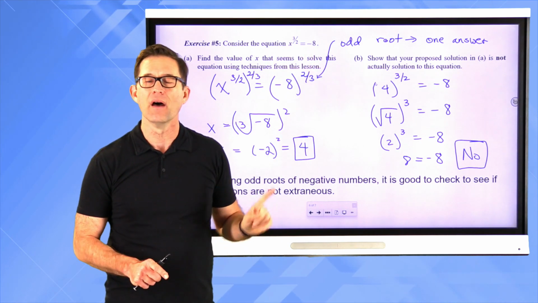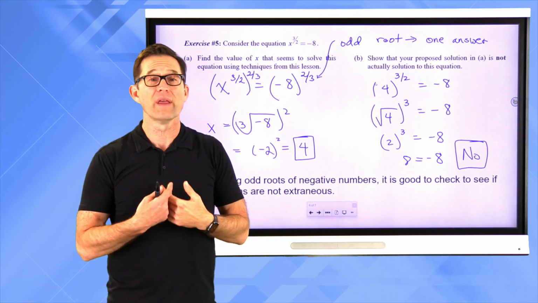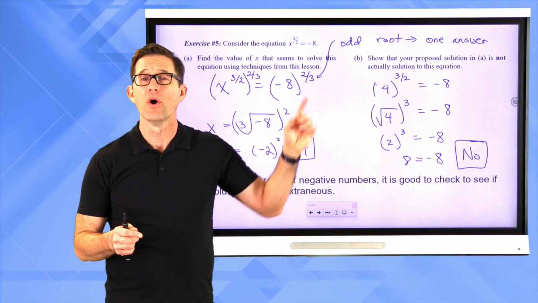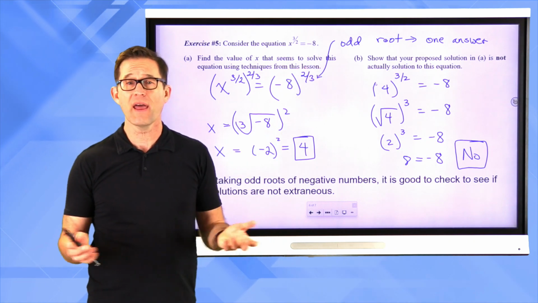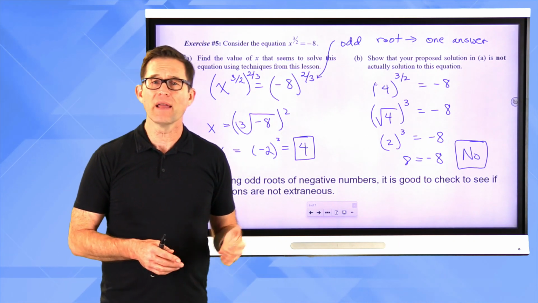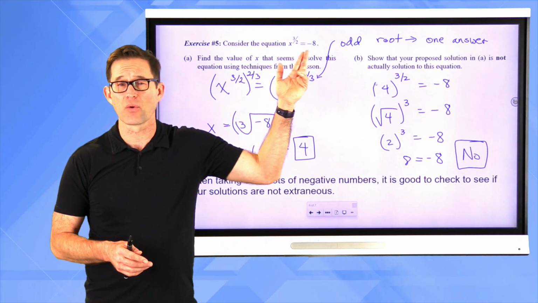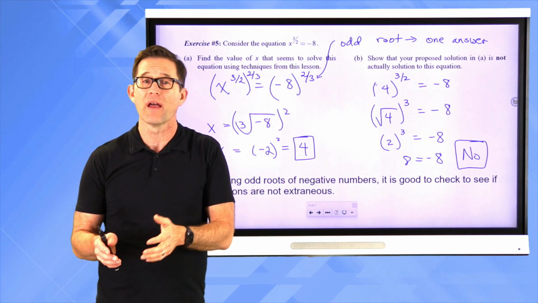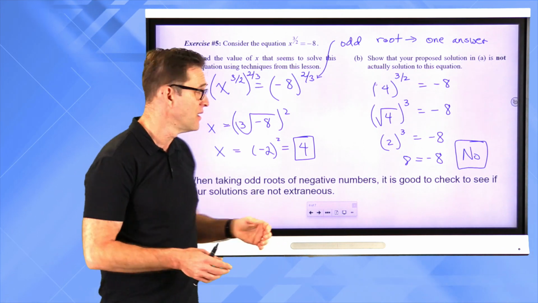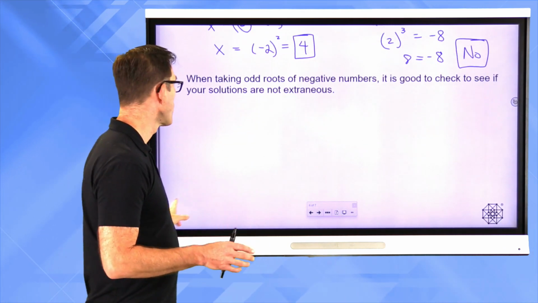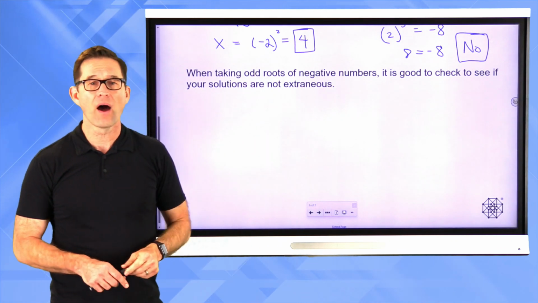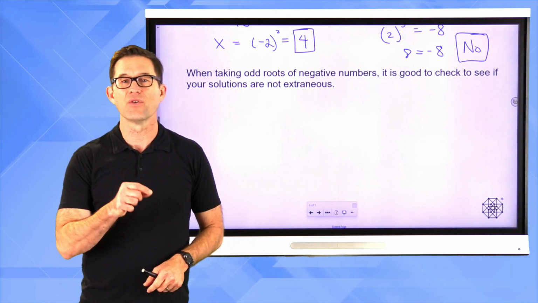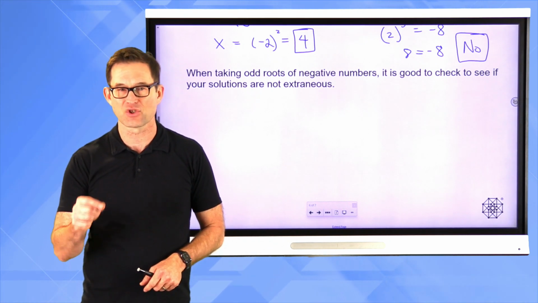Let me say that again. A positive number raised to any power, any real number power, will never leave you with a negative. So immediately I know that 4 can't be correct because there's no way to raise 4 to any power and get -8. So, a little word of warning: when taking odd roots of negative numbers, it's good to check to see if your solutions are extraneous.